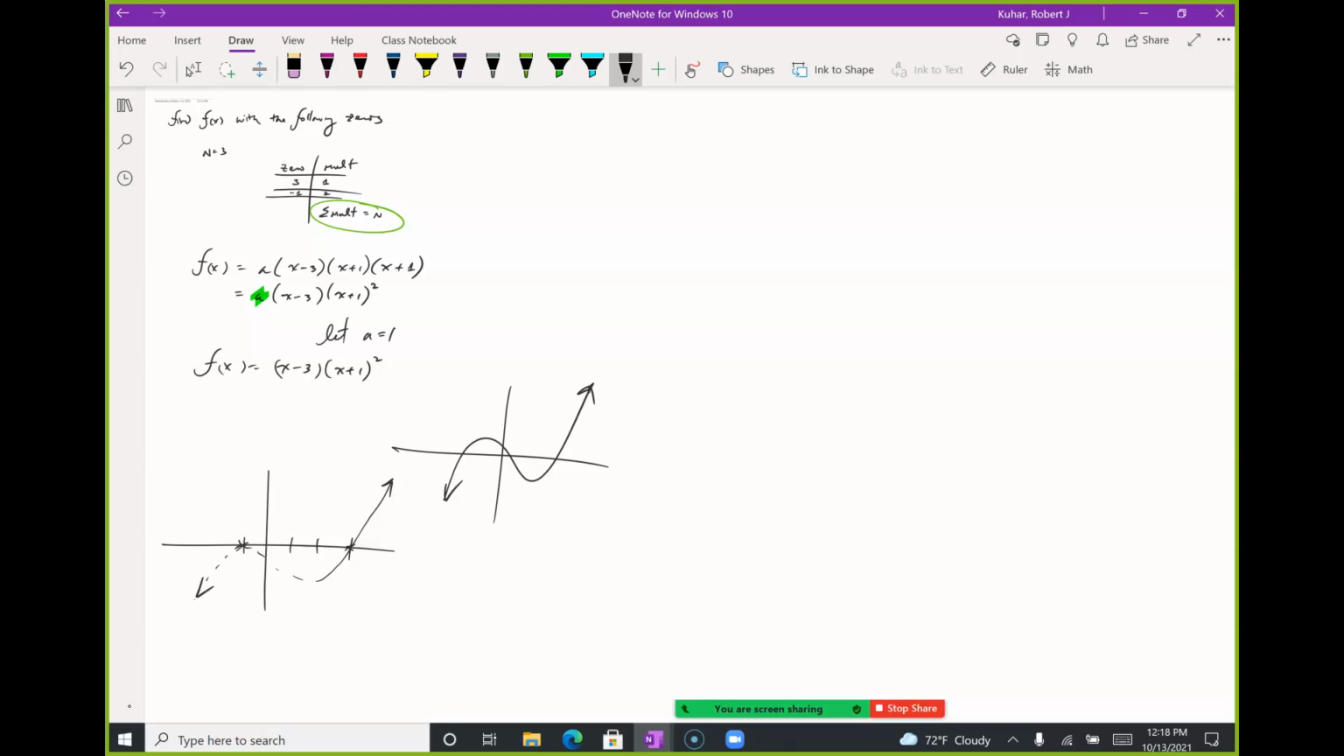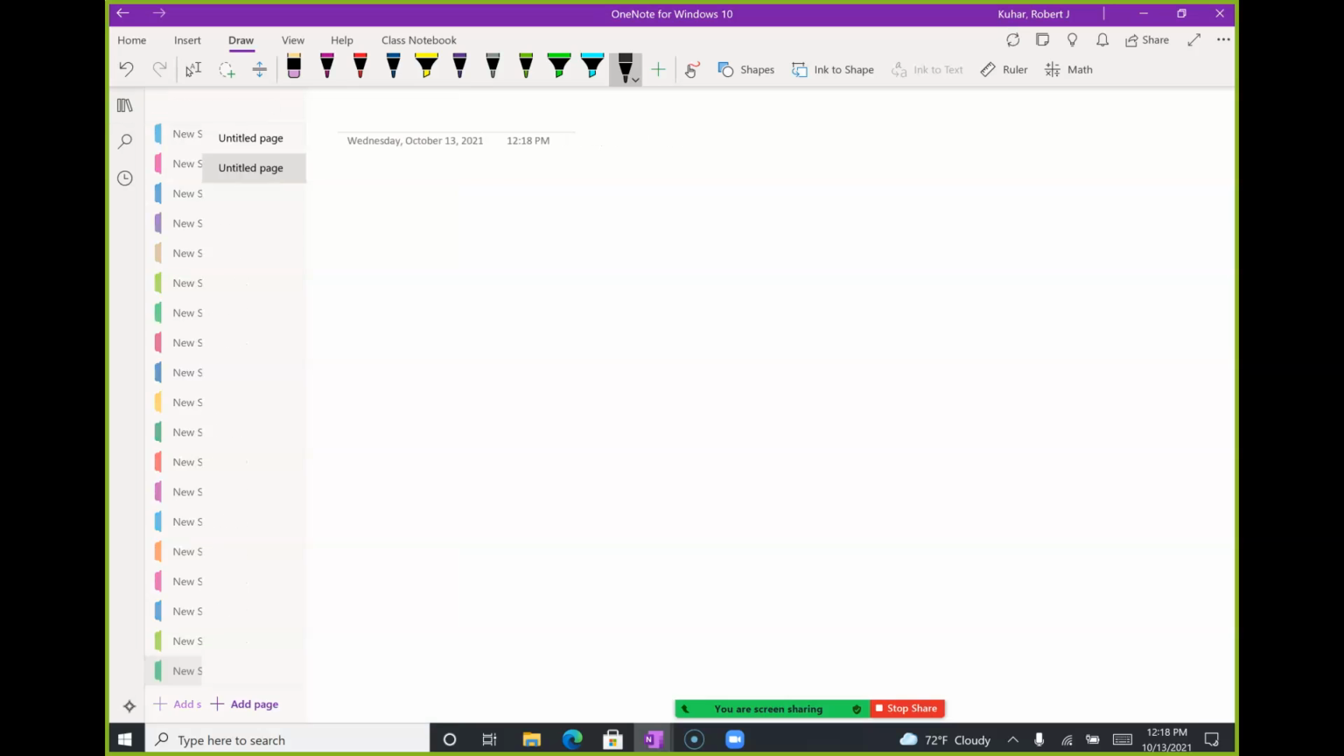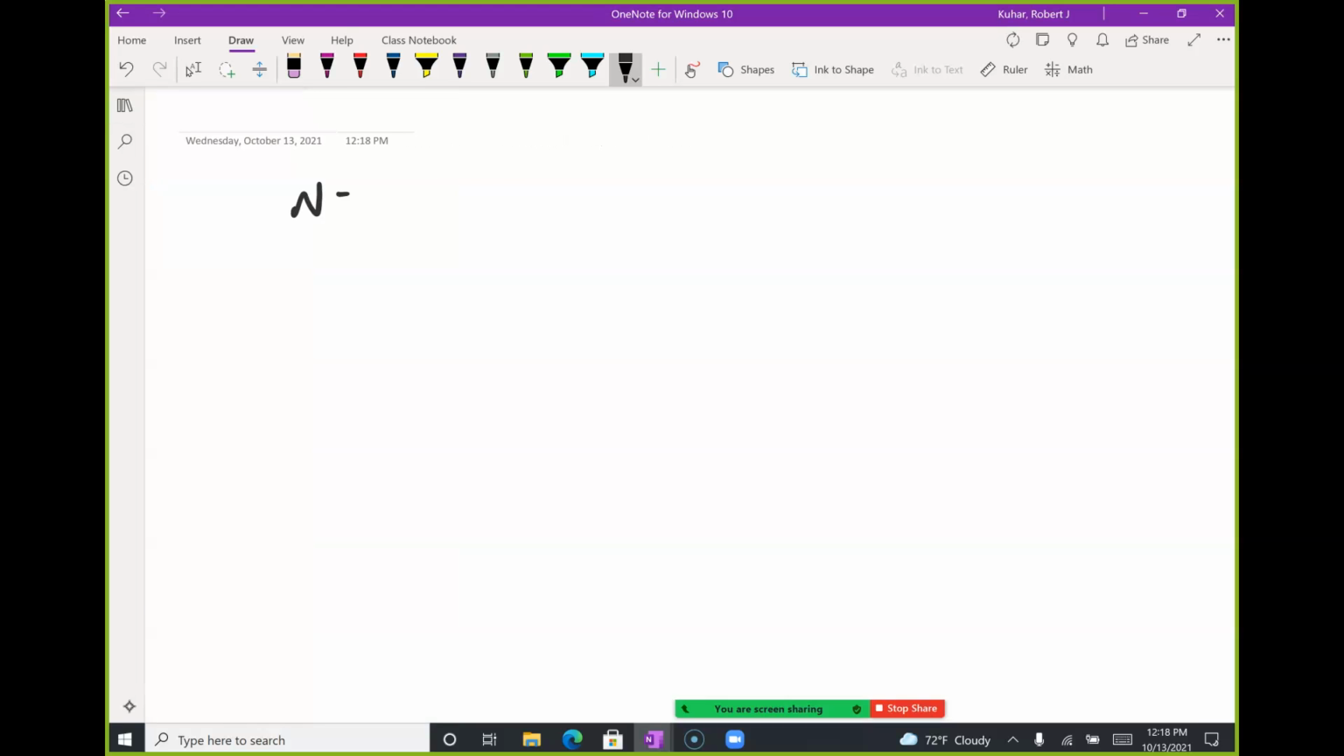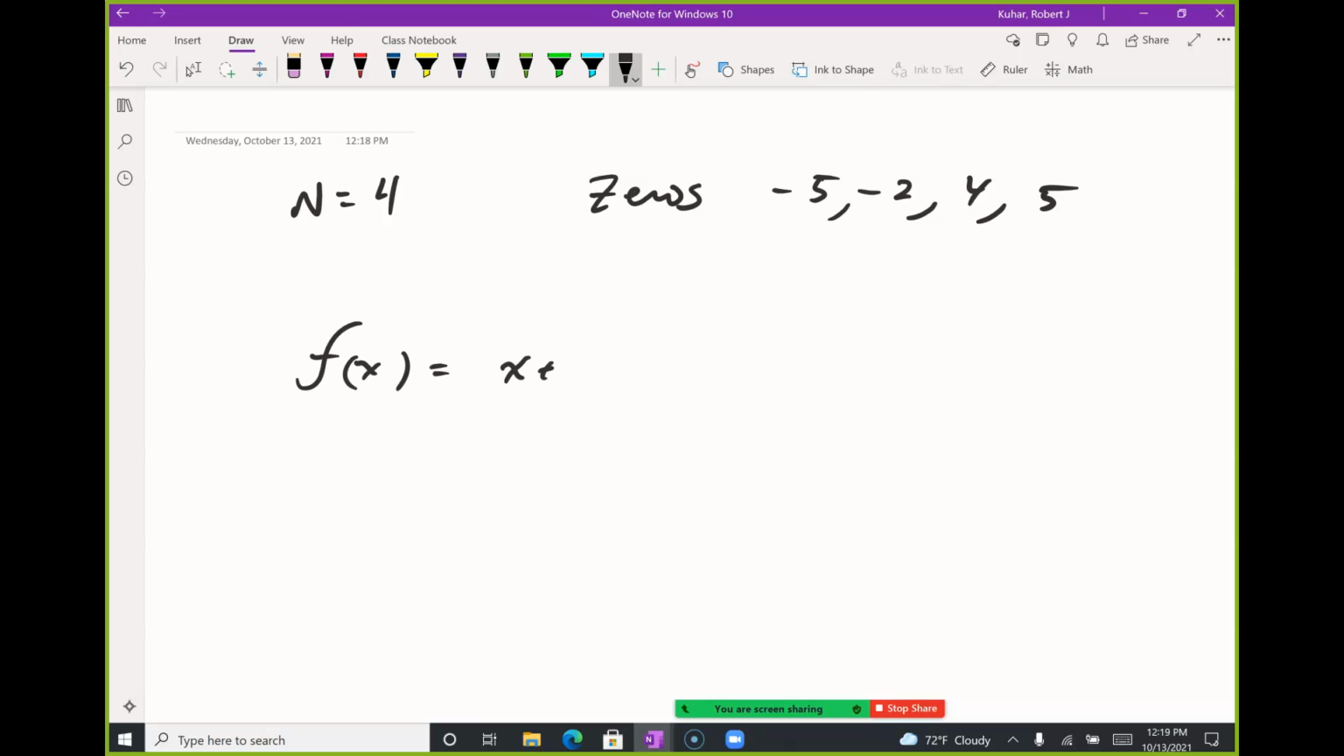So Isaiah sent me a very similar question. He says I have n is 4, and I have zeros, all of multiplicity 1. My zeros are -5, -2, 4, and 5. And again, I don't care about a. In this case, I can let a be 1. So f of x is x plus 5, x plus 2, x minus 4, x minus 5.